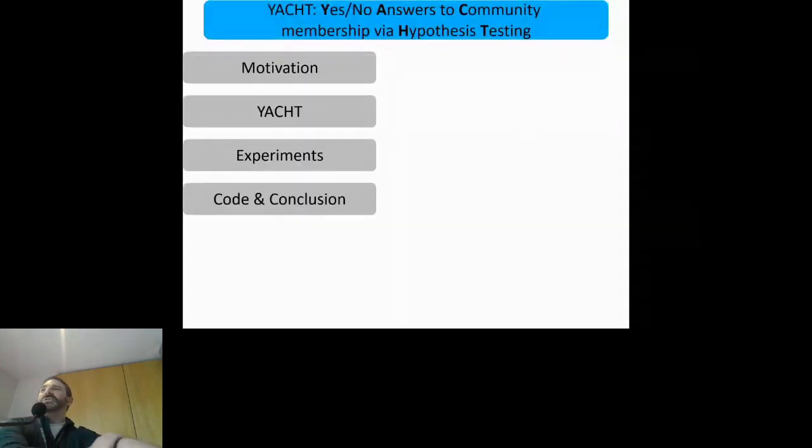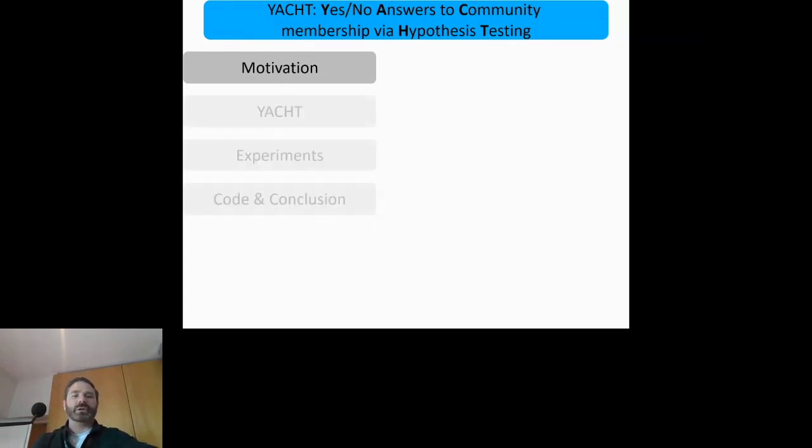Perfect. Thank you. So first off, to explain the name a little bit, YACHT stands for Yes, No Answers to Community Membership via Hypothesis Testing. So this is going to be a methods talk, basically. I'm going to motivate this particular method, talk about the algorithm itself, a few experiments, and then conclude at the very end and share the code.